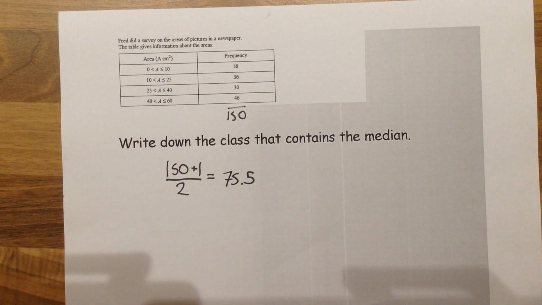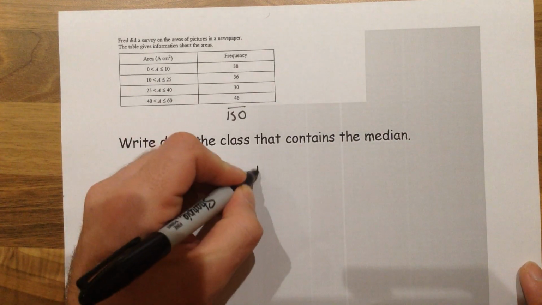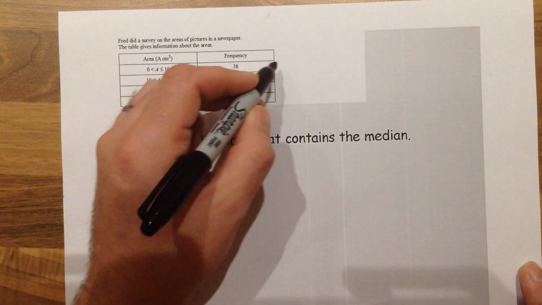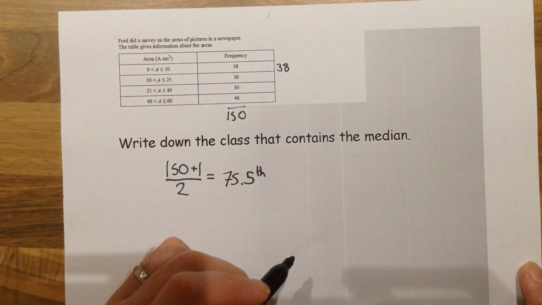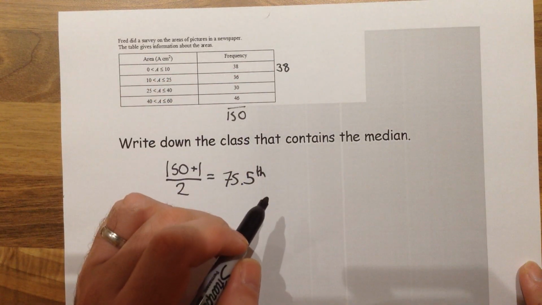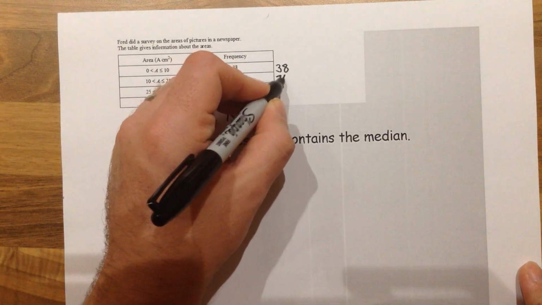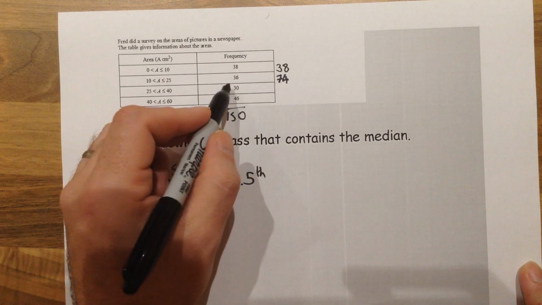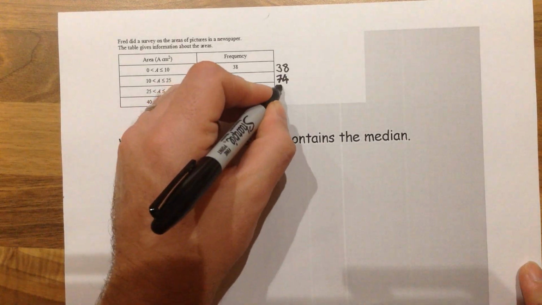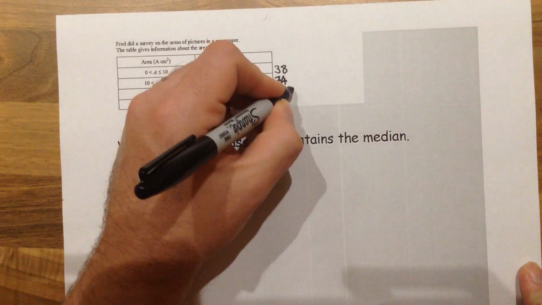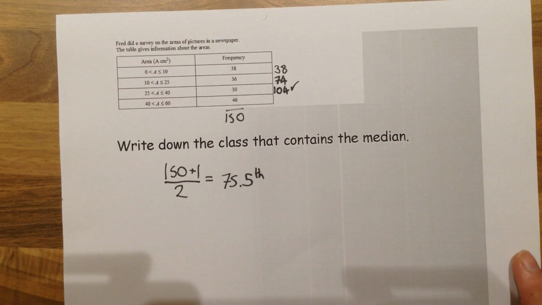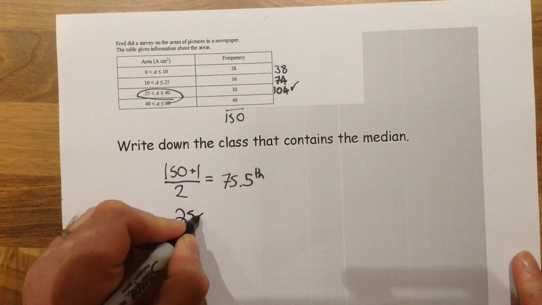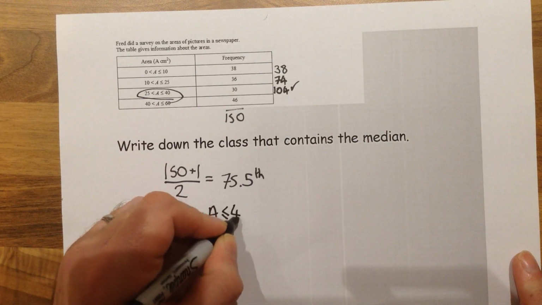In order to find where the 75.5th person is, what we would do is think, have we got up to 75 in that first group? No, we've only got up to 38. Add on the next group, that would get us up to 74. We've not yet hit 75.5. If you add on the number of people in this group, that takes us up to 104. So yes, they're in this group. So the class that contains the median would be 25 up to 40.